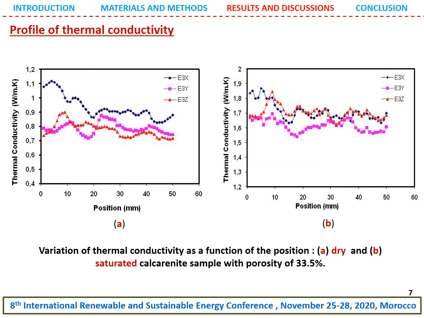The variation of thermal conductivity as a function of position is shown for our calcarenite sample in dry and saturated states. In dry states, the thermal conductivity is strong along the anisotropic planes X and Y direction. It is weak in the perpendicular direction Z. In saturated states, the thermal conductivity is greater along the perpendicular direction.